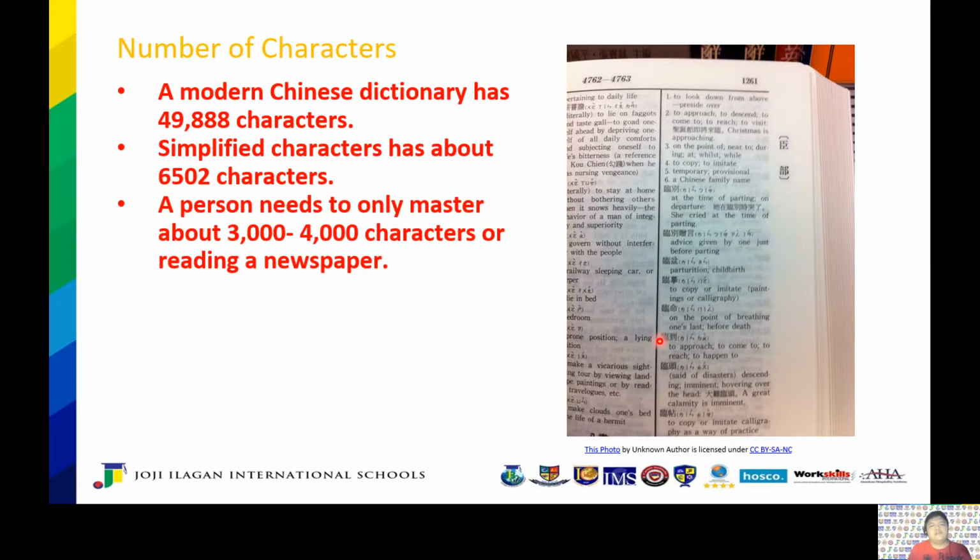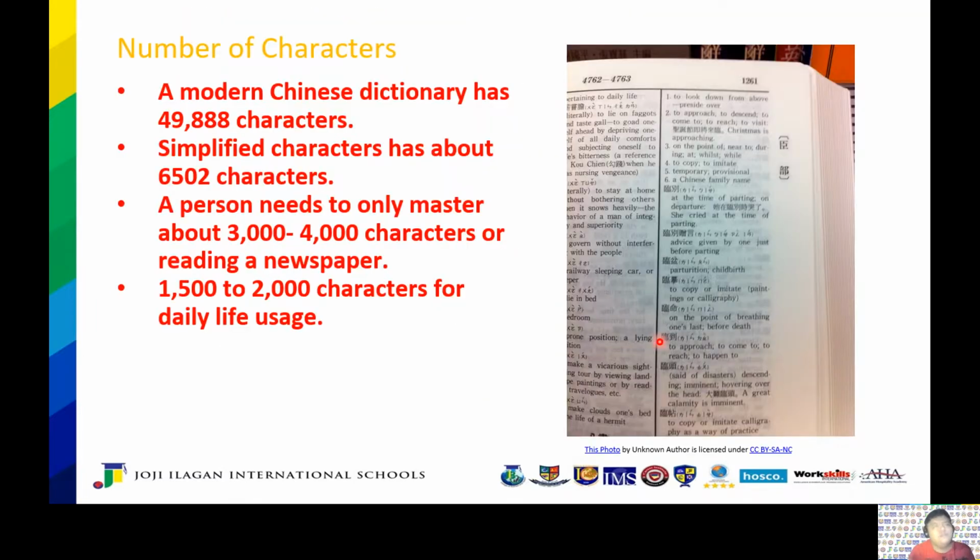But another fact: a native speaker of Chinese needs to master only 3,000 to 4,000 characters. If you want to learn Mandarin Chinese, you need to learn 3,000 to 4,000 characters in order to read a newspaper. But in daily life, a native Chinese speaker would use around 1,500 to 2,000 characters, when they write notes or text on the cell phone.